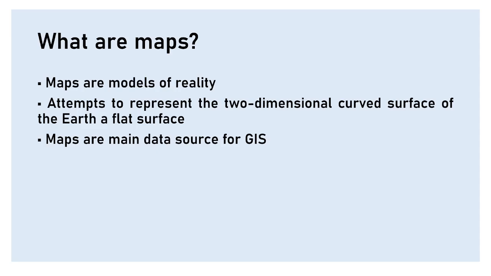It attempts to represent the two-dimensional curved surface of the Earth as a flat surface. As we know, Earth has a curved surface, right? And it's not exactly a sphere, it's more of an oblate spheroid. Whatever it is, we have a curved surface. For us, the place that you are sitting or standing appears flat, but it is part of the Earth's curved surface. So that two-dimensional curved surface of Earth is represented on a flat surface, and we call them maps. And maps are the main data source for a GIS analysis.